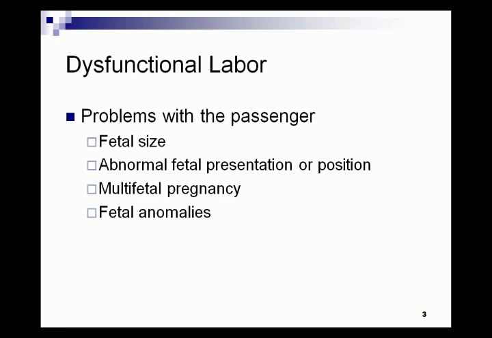Multifetal pregnancy. Multifetal pregnancy may result in dysfunctional labor because of uterine overdistension. When you have a very large uterus, it can contribute to hypotonic dysfunction. Plus, the potential for fetal hypoxia during labor is greater because the mother must supply oxygen to more than one fetus. She is also at great risk for a postpartum hemorrhage because that large uterus has to contract down, and it has to work a lot harder than a uterus that may be of normal postpartum size.